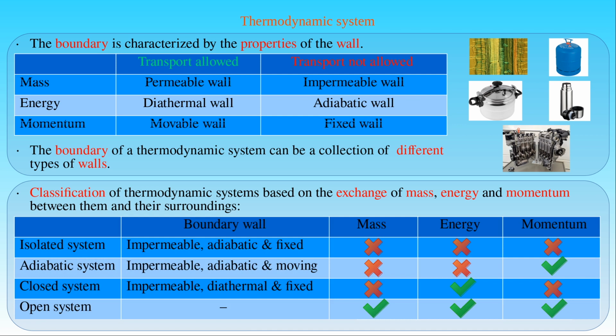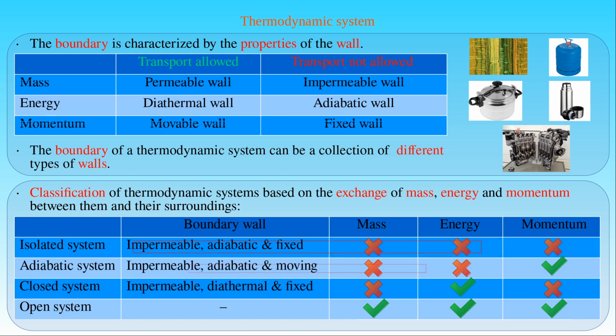The first type of thermodynamic system is the isolated system, which is separated by an impermeable, adiabatic and fixed wall from its surroundings. Such a wall prevents the exchange of mass, energy and momentum between the thermodynamic system and its surroundings, isolating the system completely from its environment. Since the wall of any Dewar flask is impermeable, adiabatic and fixed, any substance stored in such containers can be considered an isolated thermodynamic system.